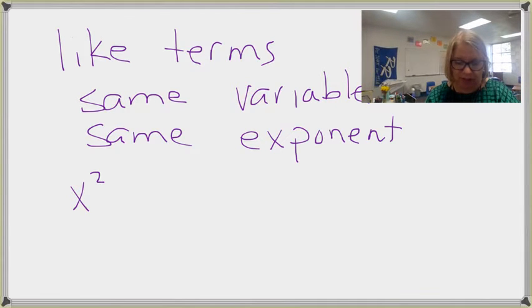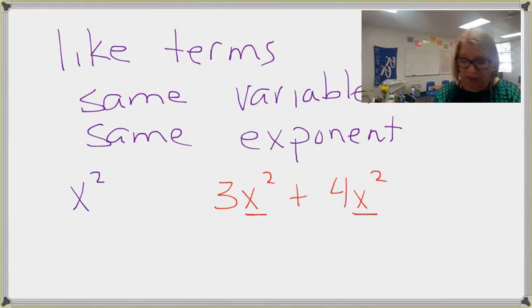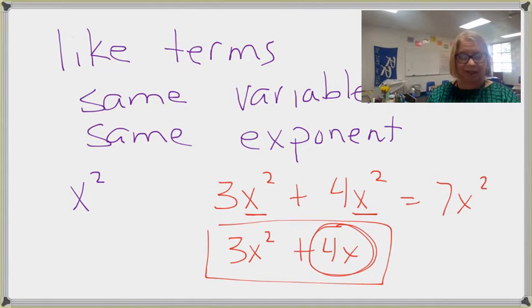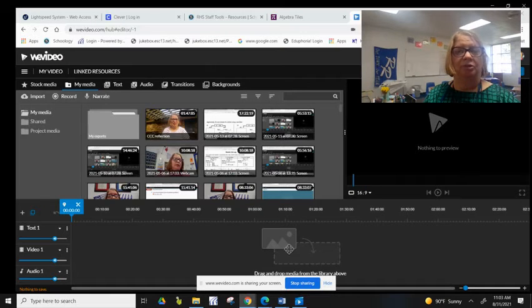So let's say we had 3x squared plus 4x squared. These are like terms because the variable and exponents are the same. So we can add that and make 7x squared. But if I had 3x squared plus 4x, that is not the same, so I couldn't add those together, and this would be as simple as that gets. Okay? All right, so then we did something with algebra tiles.